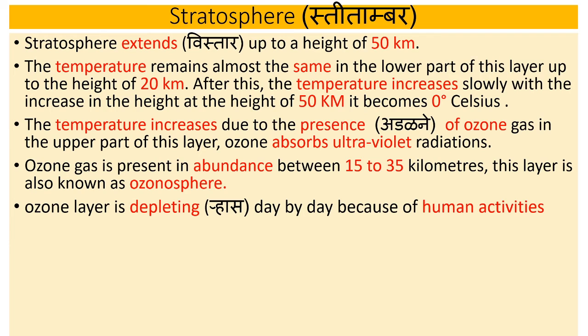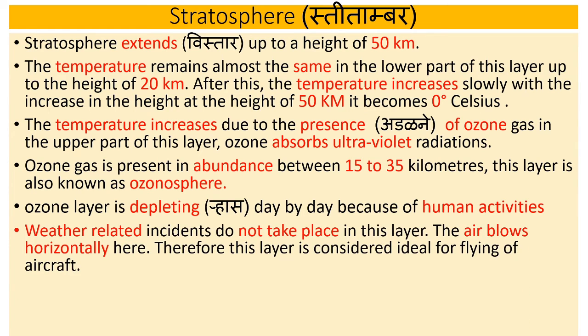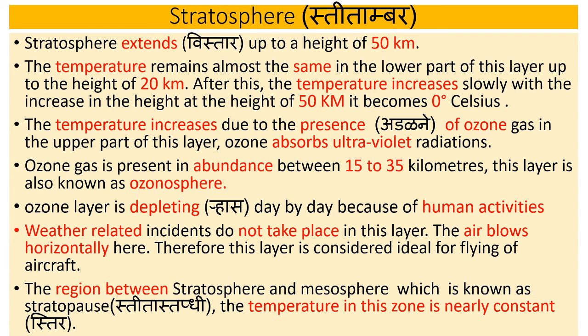Ozone layer is depleting day by day because of human activities. Weather related incidences do not take place in this layer. The air blows horizontally here. Therefore, this layer is considered ideal for flying of the aircrafts. The region between stratosphere and mesosphere is known as stratopause. The temperature in this zone is nearly constant.